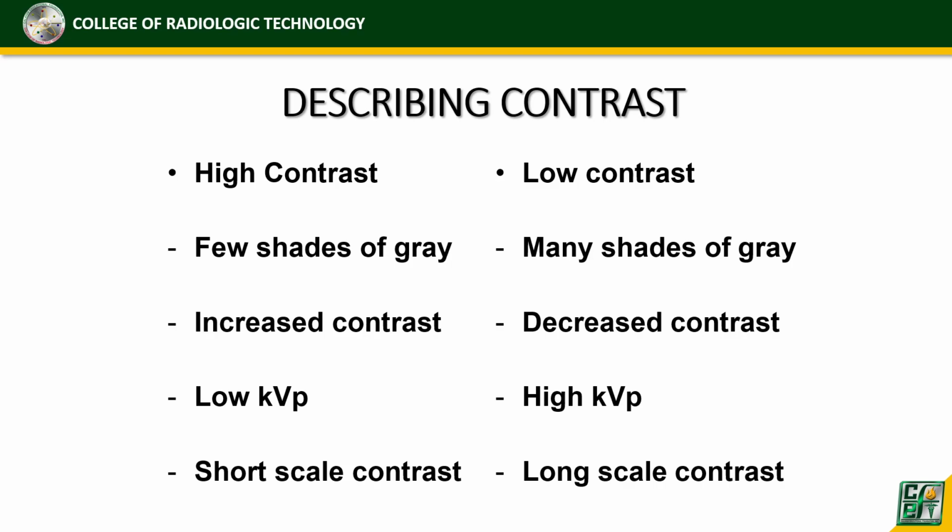In order for us to have low contrast, high kVp yung reason ng pagkakaroon ng low contrast. Dahil siya ay many shades of gray, this low contrast is also manifested as long scale contrast. Long scale kasi marami siyang shades of gray. Long scale, short scale. Clear po ba? Naintindihan? Any questions?